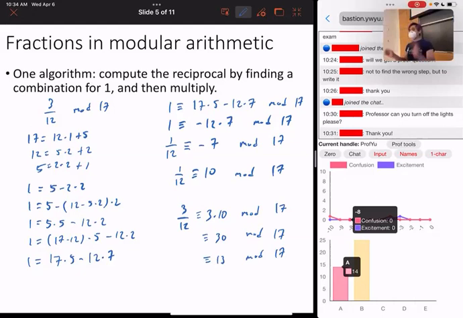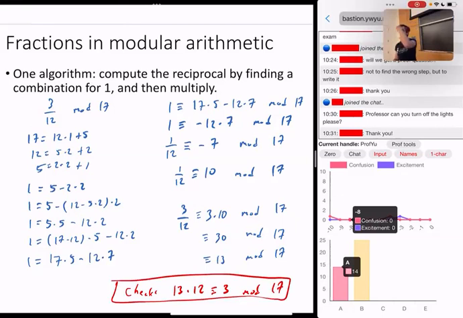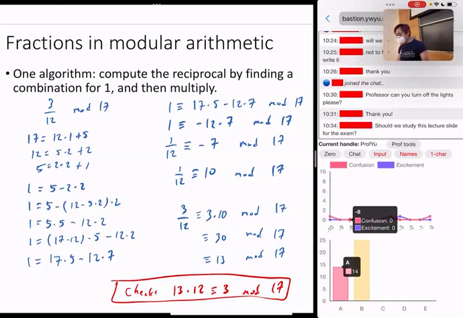And yes, there are other ways I could have done this a little bit more quickly, but finding a reciprocal like this will generally work. And of course, you can check your answer. You can always check your answer by asking: is 13 times 12 congruent to 3 mod 17? If you check that, you can figure out whether you got the right answer. So if you end up having extra time on the final exam, I'd recommend you go back and check that your answers are actually correct, ideally using a slightly different method.